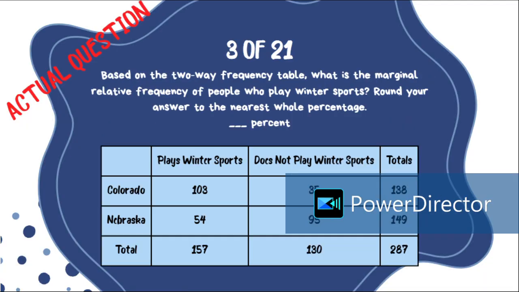Here's number 3. This is the actual question. I won't give you the answer. Based on the two-way frequency table, what is the marginal relative frequency of people who play winter sports? Round your answer to the nearest whole percentage.